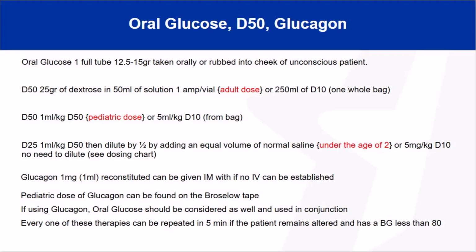Glucagon 1 milligram or 1 milliliter is reconstituted and can be given IM if you have no IV established. Pediatric dose of glucagon can be found on the Broselow tape. If you are using glucagon, oral glucose should be considered as well and used in conjunction.